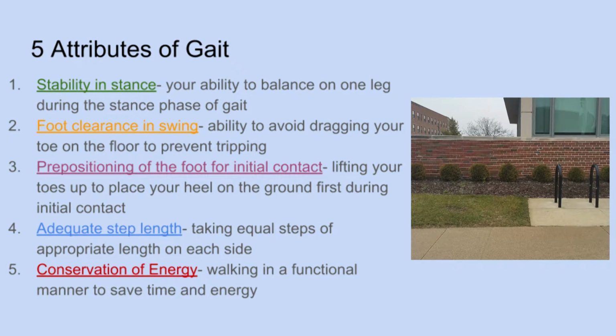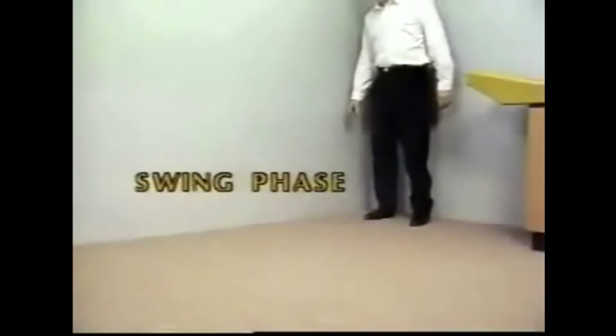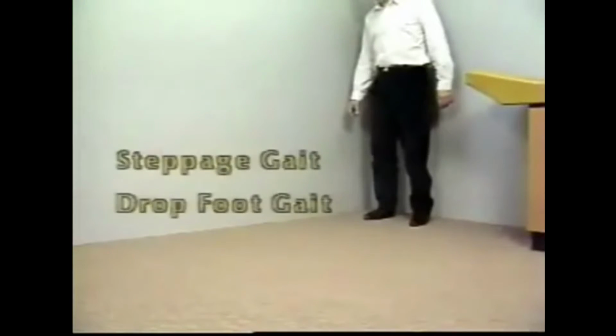With these 5 attributes in mind, now let's look at an example of abnormal gait. This is an example of one of the most common gait deviations that occur. Looking at this video, the first thing that you see is his knee flexing more than a normal gait. This is to help clear his foot.